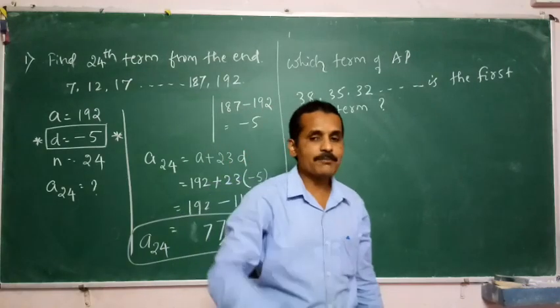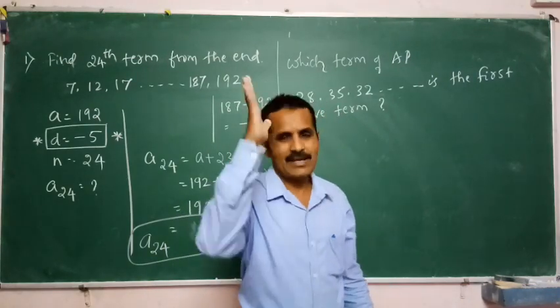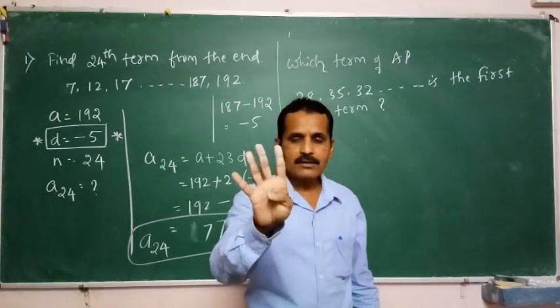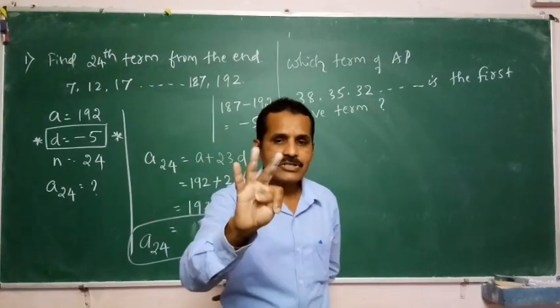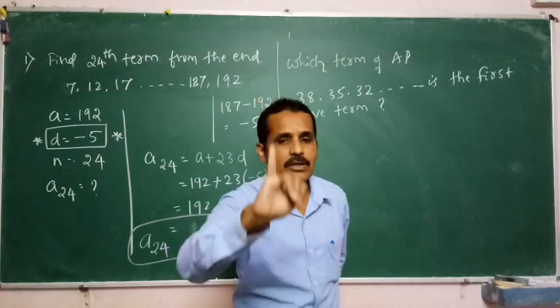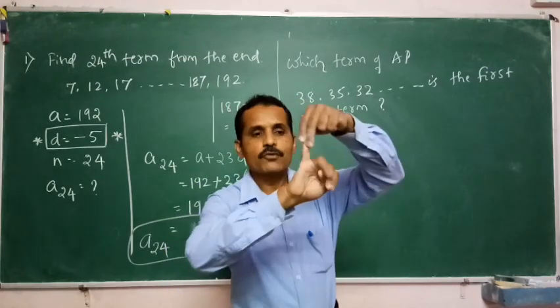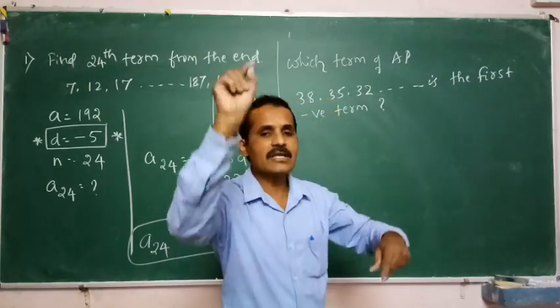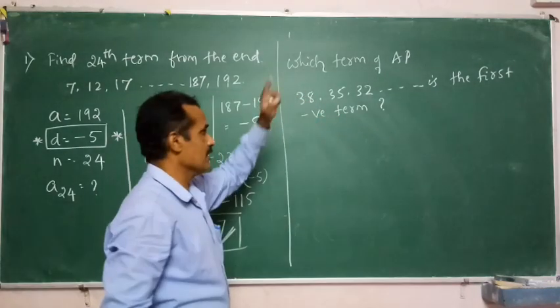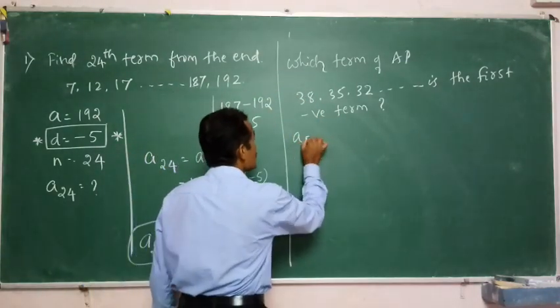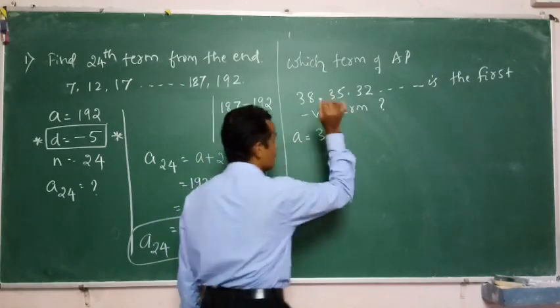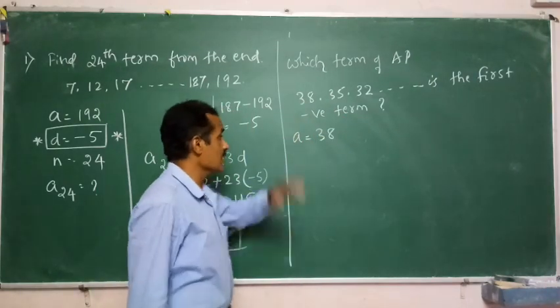Let me give you one more example. I will start with 12. Difference is 4, I am giving. 12, 8, 4, 0, minus 4. So the fifth term is the first negative term. Here, how to start? How to solve? Come on. A is equal to 38. The first term is 38.